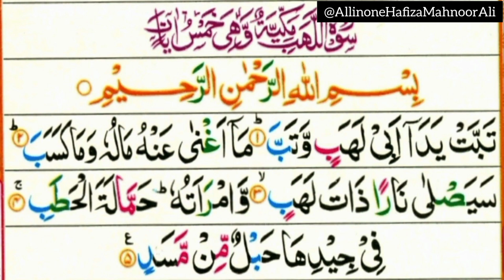Now in the last ayah, we have qalqala in two places. Let's read it. Fi jidiha hablum mim masad. So now in this ayah, in the first place, I applied the qalqala on the word hablum, on the ba. The ba is having a sukoon on it and it is in between two letters, so it is the light qalqala, the weak qalqala. In the last, it is masad.